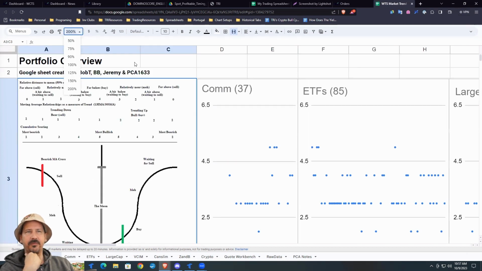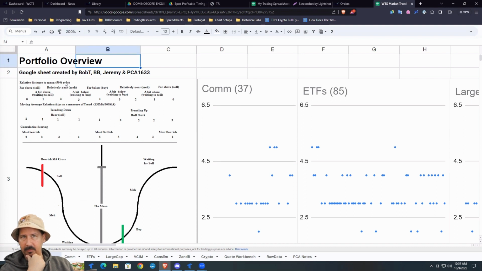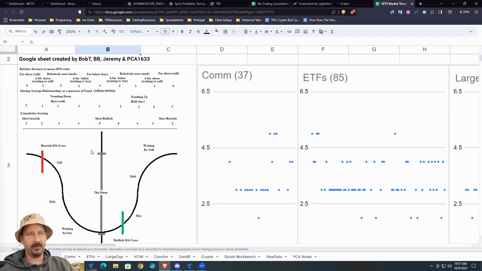There's the relative distance to the mean, and the mean of course is the 50% rule. If it's way above the 50% rule, it's going to get a really low score, i.e. probably not very bullish, maybe even bearish. If it's back at the mean, it gets a neutral score. So relative near, nah, right? If it's way below the 50% level, it gets a bullish score. And this just oscillates back and forth. Are we above the 50% level? Are we below the 50% level? This is basically the way assets move. They oscillate back and forth.